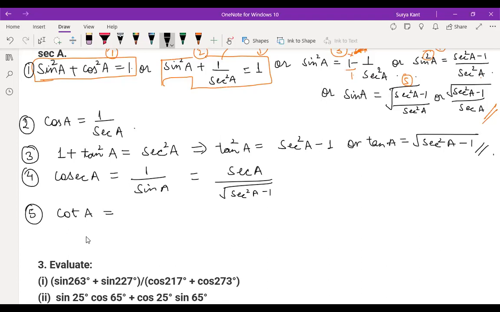Cot A is reciprocal of tan A, children, right? So cot A is reciprocal of tan A. We can write like this. So here one is hidden over here, right? So if reciprocal, what do you get? If you reciprocal, what do you get? Is it clear, children? Those who are having doubt, please let me know. I don't think anyone is having doubt.